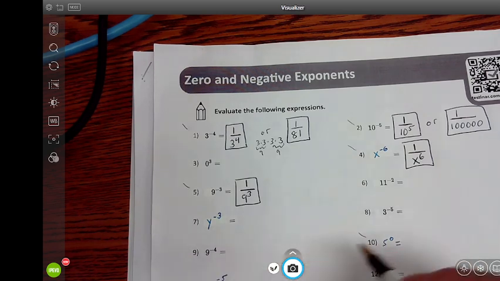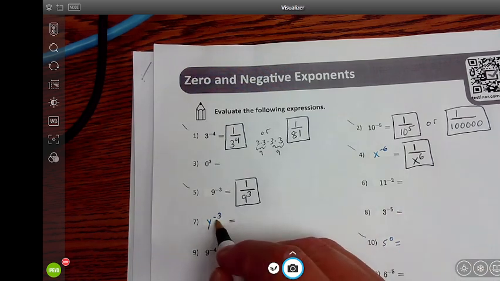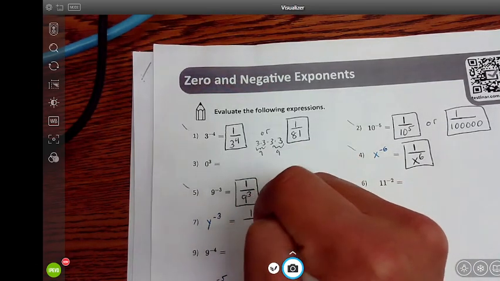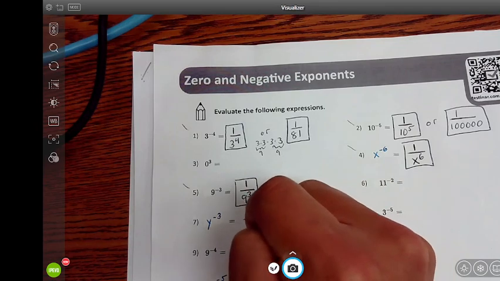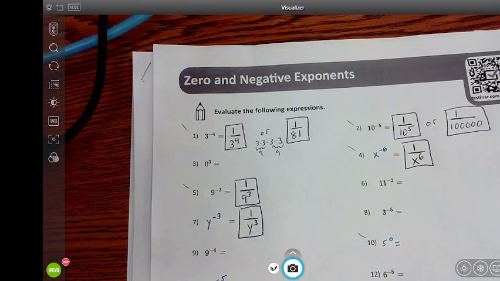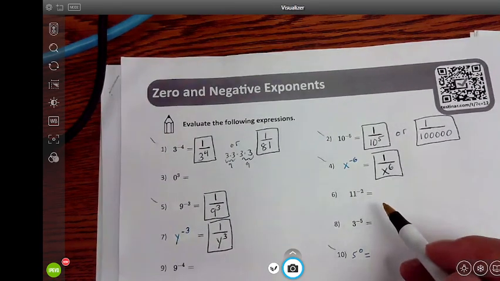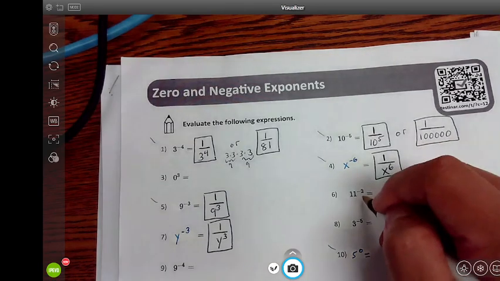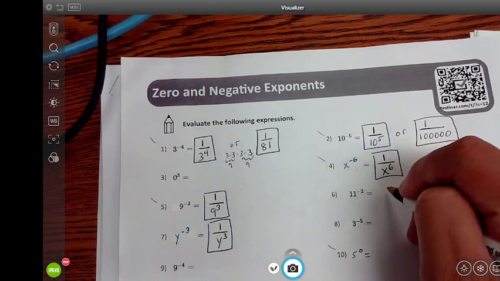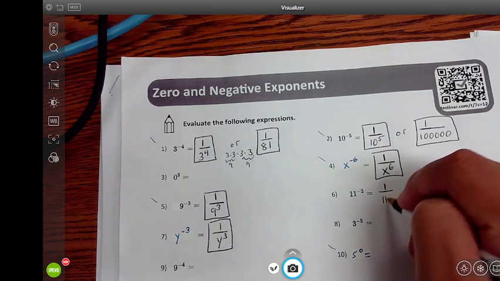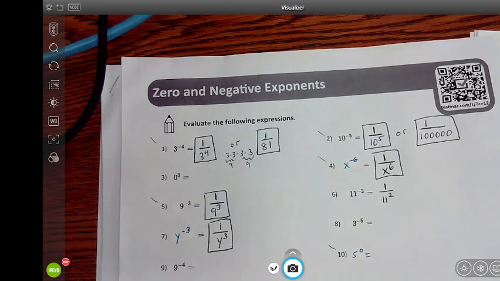Actually, let's do 7. So 7, y to the negative 3. Negative exponent. Rewrite that as a fraction. 1 goes in the numerator. y to the positive 3 goes in the denominator. Let's do 6 and 8. 11 to the negative 2. Negative exponent, rewrite it as a fraction. 1 goes in the numerator. 11 to the second power goes in the denominator.